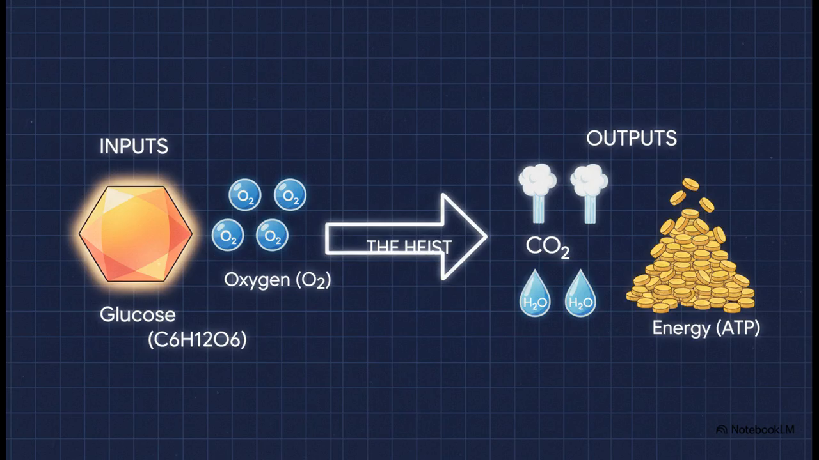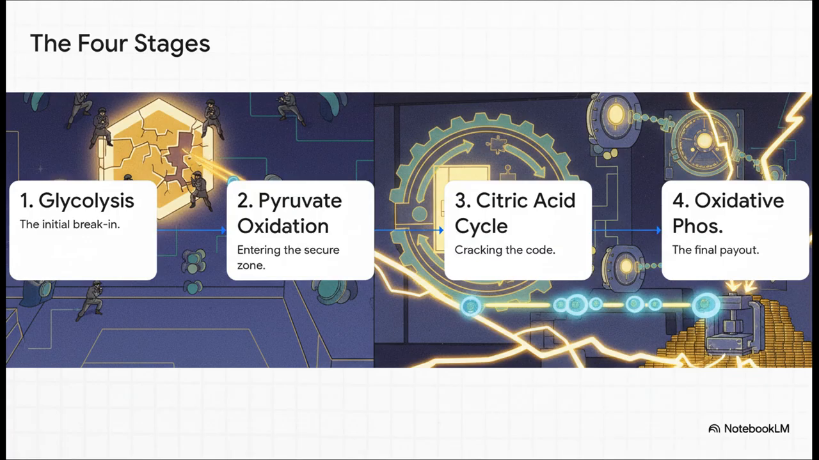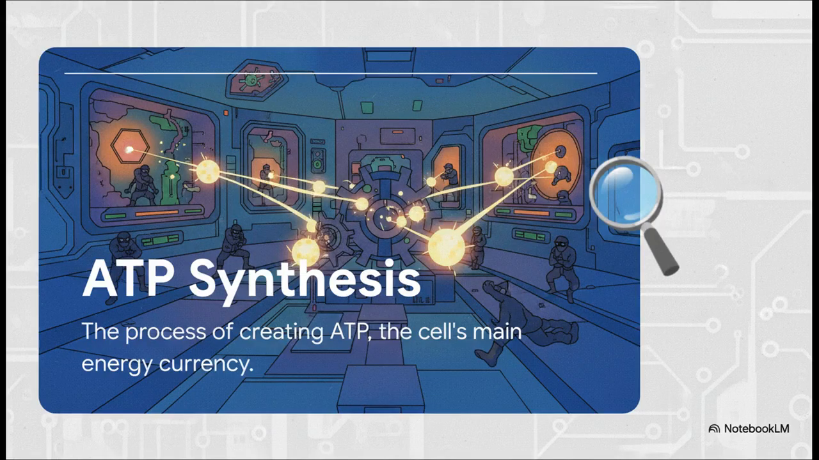So let's break down exactly how this job gets done. Our whole operation unfolds in 4 main stages. Think of each one as a distinct part of the plan, all designed to systematically strip the high-energy electrons from that glucose molecule and cash them in for ATP. Now, let's be clear. The whole point of this entire intricate process is just to make ATP. And our cells, they've got 2 main ways of getting paid, 2 different methods for creating this all-important energy currency.